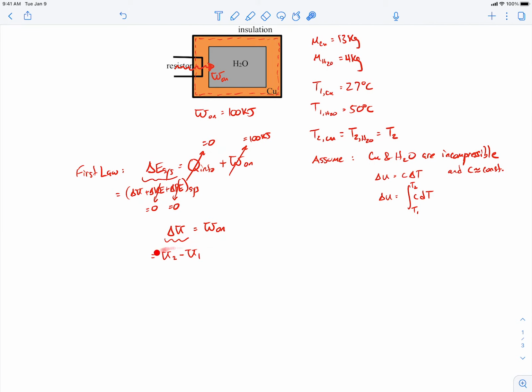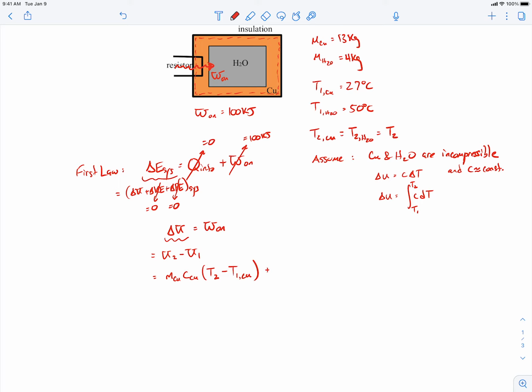So when I write out U2 minus U1, what that's going to consist of is the mass of the copper times the specific heat of the copper times the final temperature of the copper minus its initial temperature. And then I also have the mass of the water times the specific heat of the water times the change in its temperature.